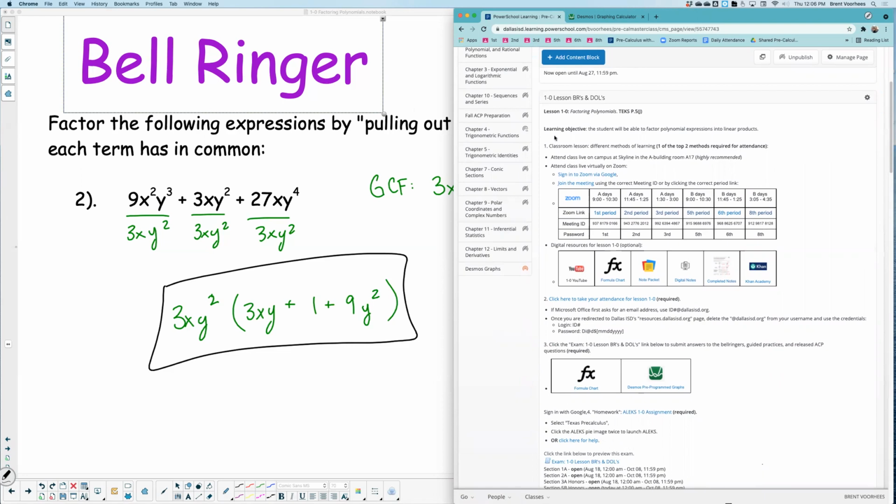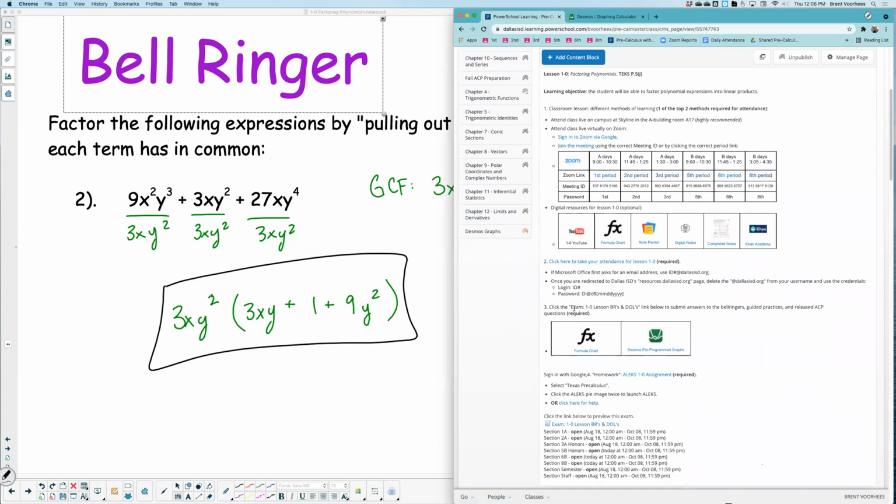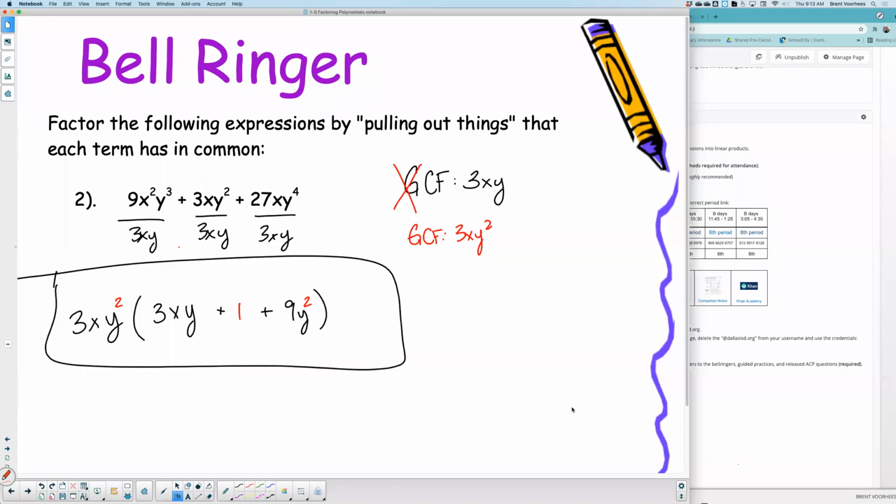If you can see that there, you have completed task 1 by showing up. Everybody before advisory completed task number 2, which was attendance. Now we're going to work on number 3, completing this exam. We've done the bell ringers. Now let's get going to the DOLs. Here we go. Just have another copy.